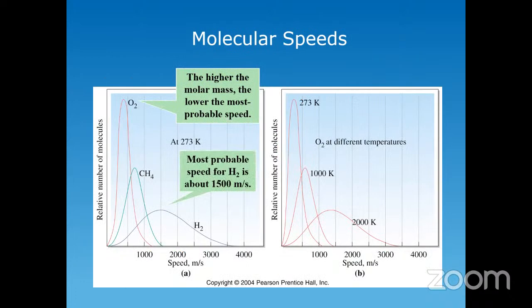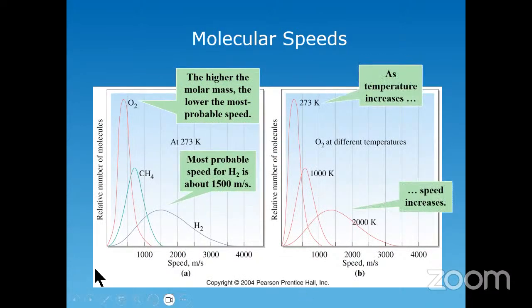Okay, so let's look at these graphs. Let me explain what these graphs are all about. These graphs are basically plotting on the y-axis the relative number of molecules, and on the x-axis the speeds of these molecules. And as you can see, there are three different gases being represented here with their different plots, all right? So you notice that there's a distribution for oxygen, a distribution here for methane, and a distribution here for hydrogen, right?